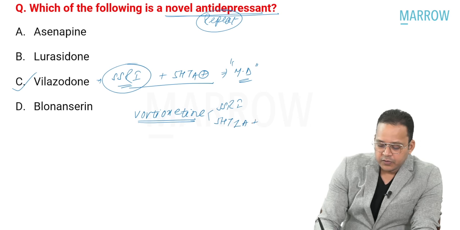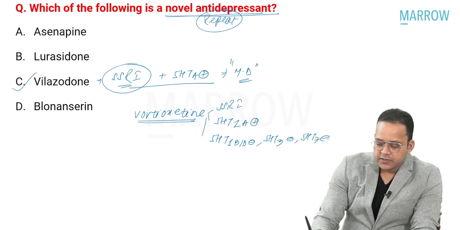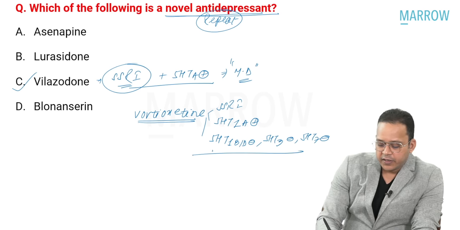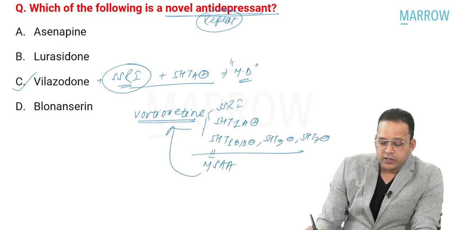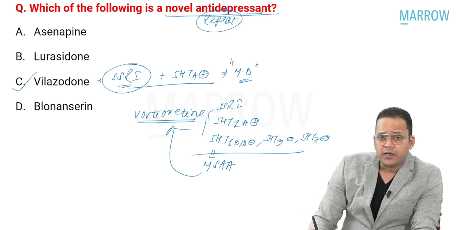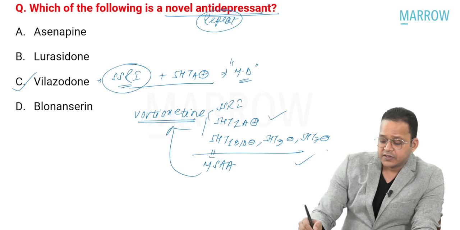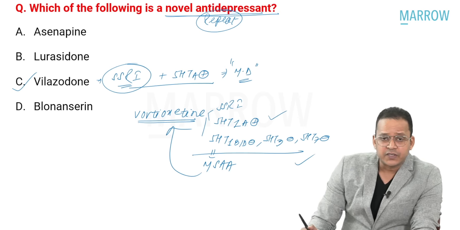It is a 5-HT1A agonist, then 5-HT1B and D antagonist, 5-HT3 antagonist, 5-HT7 antagonist. This is the reason why it is also called MSAA. Vortioxetine is also called MSAA, or multiple serotonin agonist antagonist, because you can see it is agonist and antagonist at multiple serotonin receptors, MSAA.